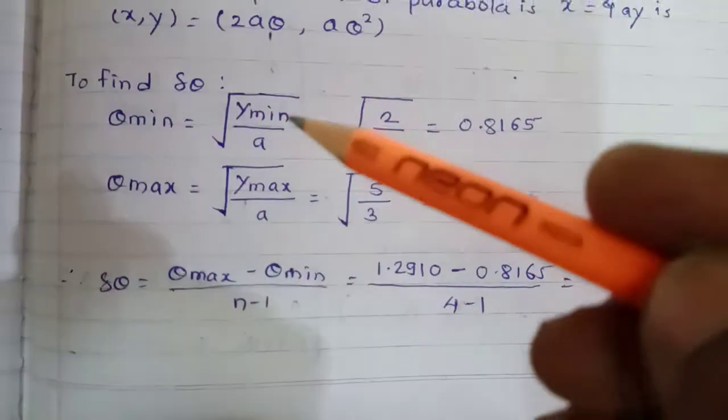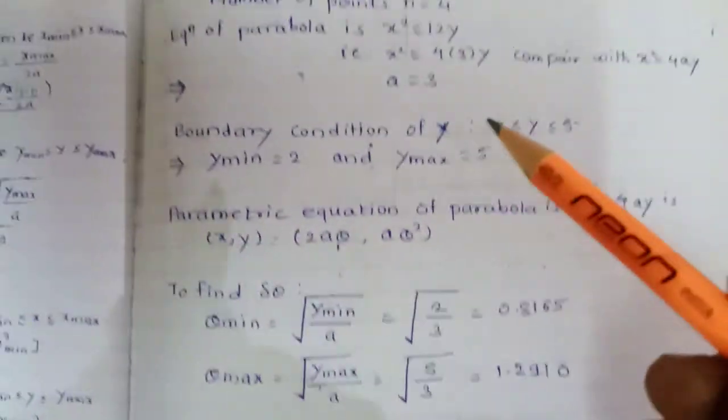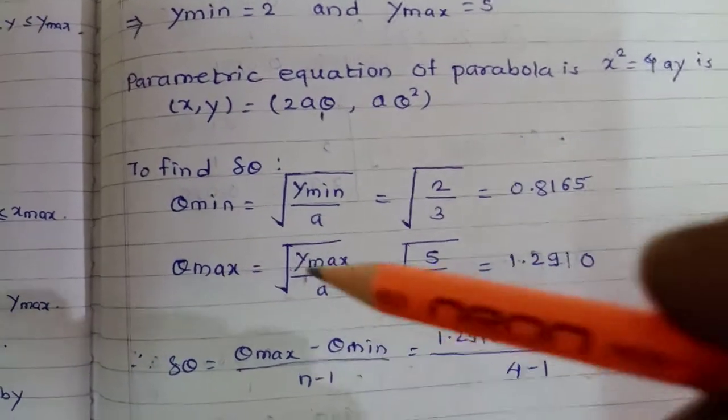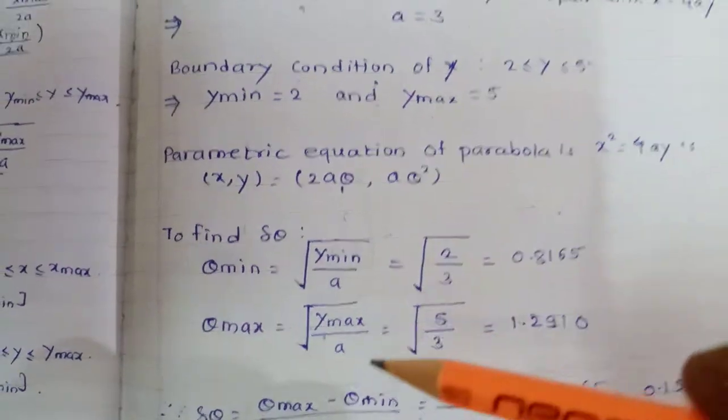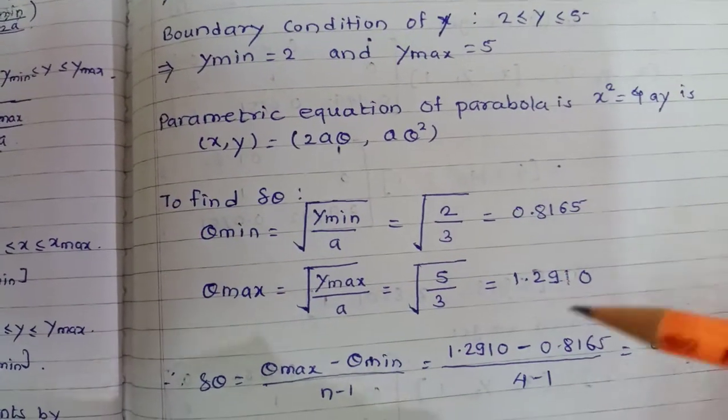So that formula we have to write down here. Y min's value is 2, a's value is 3, so square root of 2 by 3, we get this entry. Y max value is 5, again a's value is 3, so square root of 5 by 3, we get this value.